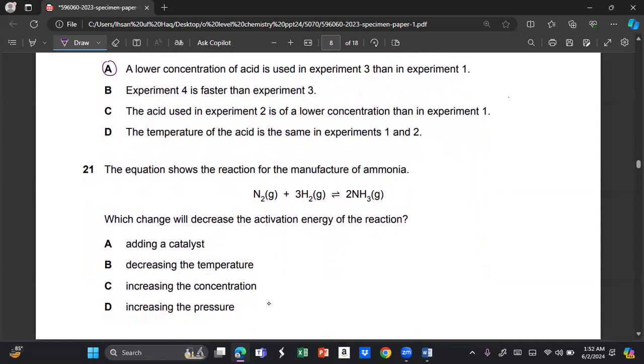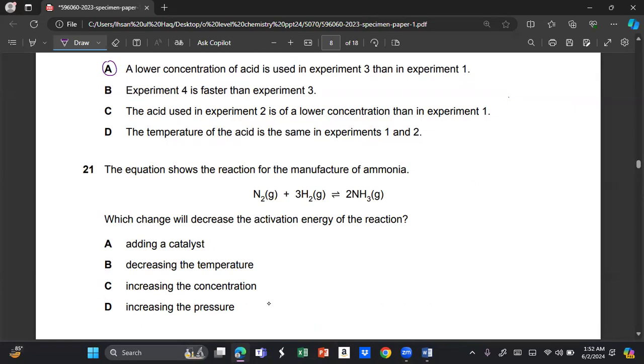Question 21. The equation shows the reaction for the manufacture of ammonia. Nitrogen gas, when reacted with hydrogen gas, produces ammonia. This reaction is reversible, and all the reactants and products are in a gaseous mixture. Which change will decrease the activation energy? Before answering this question, you need to know what activation energy is. Activation energy is the energy required to break the bonds of the reacting molecules or substances.